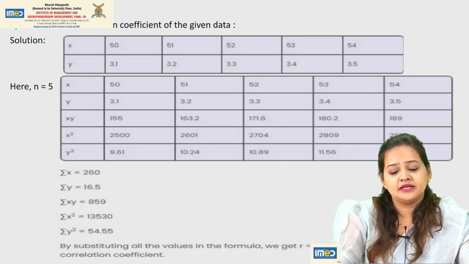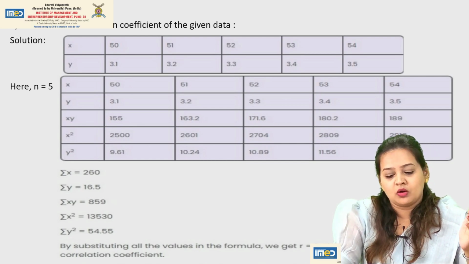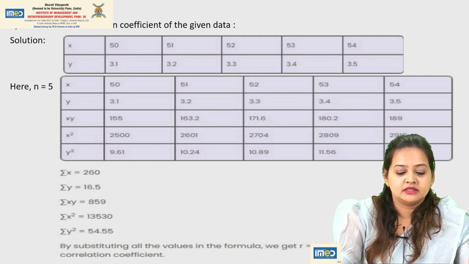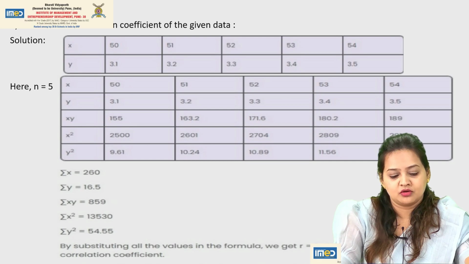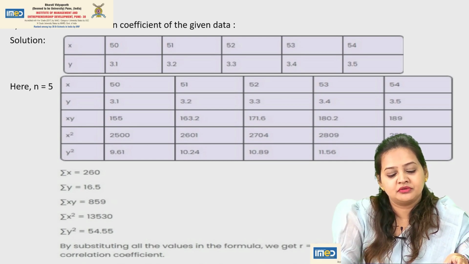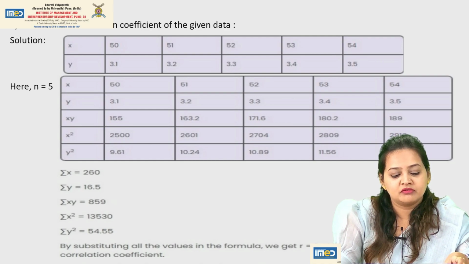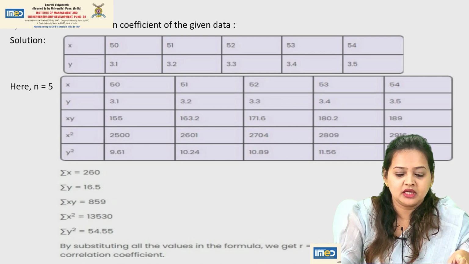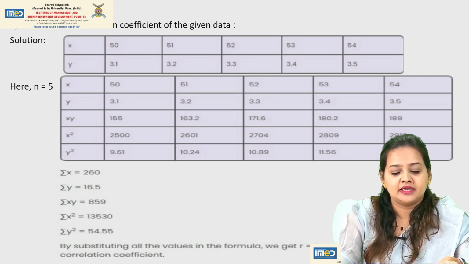Now let us go to this chart. For x, you have all the 5 variables, and for y, all the variables are given. Next, you have the product of x and y. So let us take, for example, 50 into 3.1. What is the value you have got over there? It is 15.5. Okay, accordingly, you will find the product x into y for all the variables.